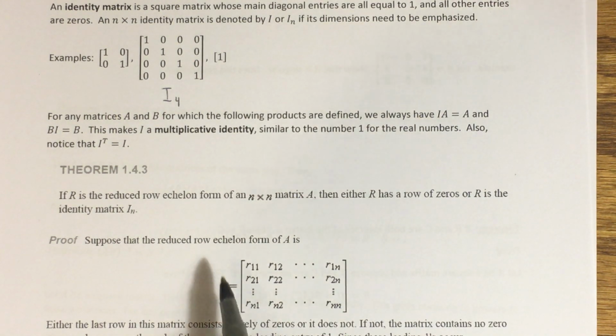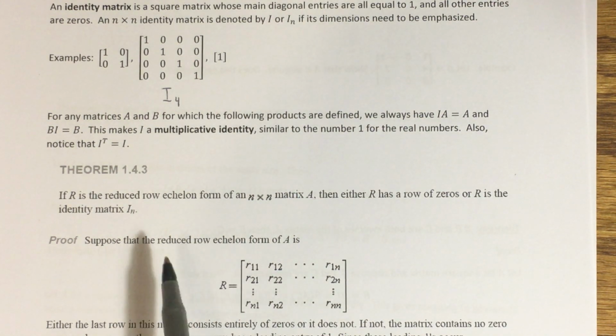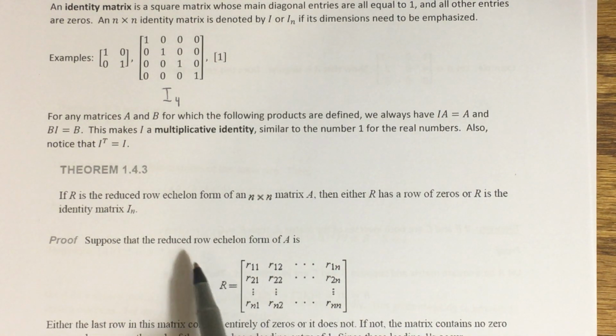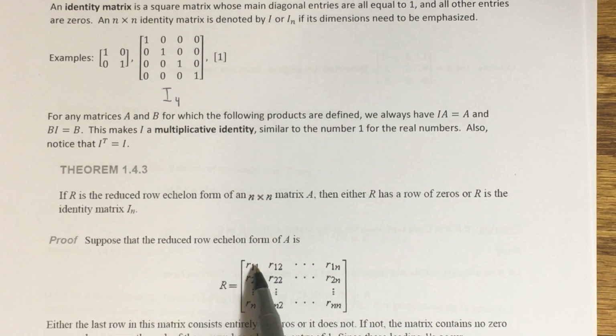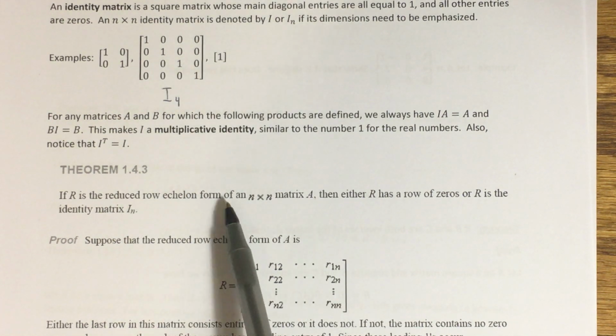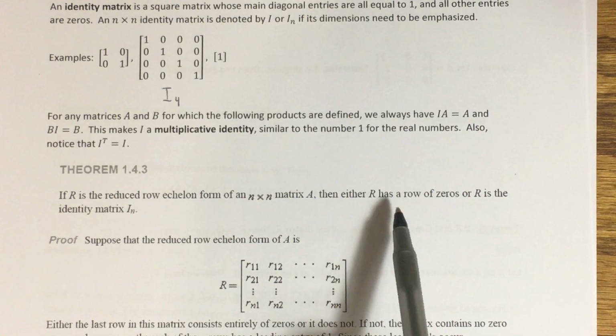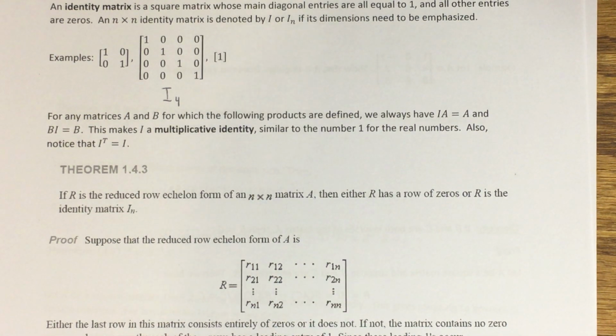Okay, so the proof is straight out of your book. We're just going to go over this really quickly. Suppose that you have a matrix A, it's an n by n matrix, and its reduced row echelon form is this. Okay, now either the last row in the matrix will consist entirely of zeros or it won't. If it does consist entirely of zeros, then there's nothing to prove here because, again, the statement of this theorem says that if we're looking at our reduced row echelon form, this guy right here, then we either have a row of zeros or the entire thing is the identity matrix. So if there was a row of zeros, we're done, nothing to prove.